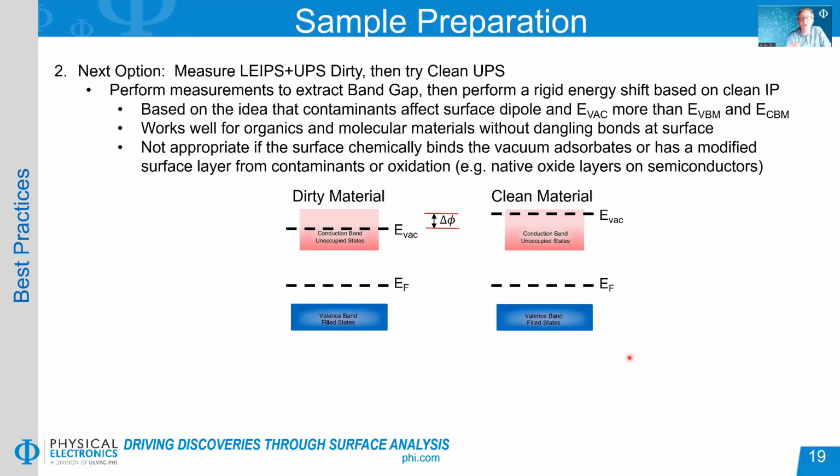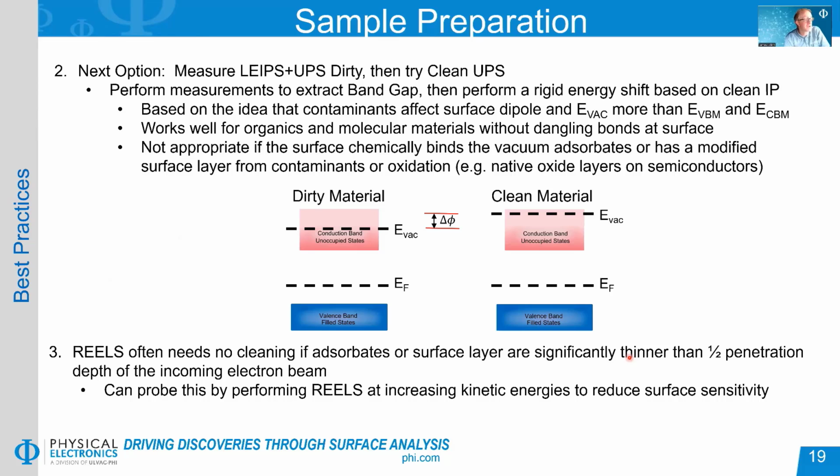This works really well for organics and molecular systems where you have no dangling bonds on your surface, but it is absolutely not appropriate if you have a modified surface structure that's different from your bulk, like an oxide passivating layer, or a system that has dangling bonds on the surface and is going to be very reactive towards gases. Then this isn't going to work out and give you the right answer. But it is an alternative strategy that you can try when you run into problems with trying to take UPS and LEIPS on your clean sample and keep it clean.